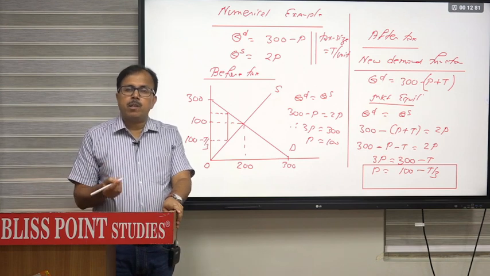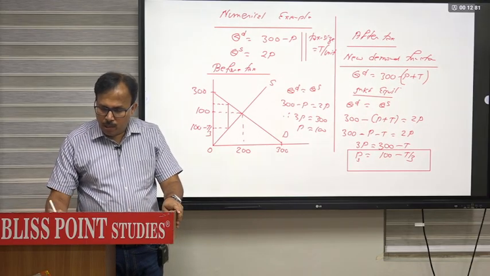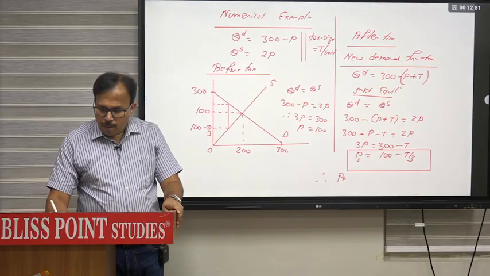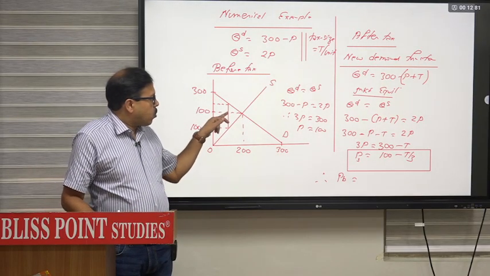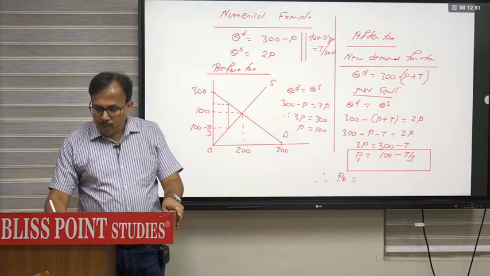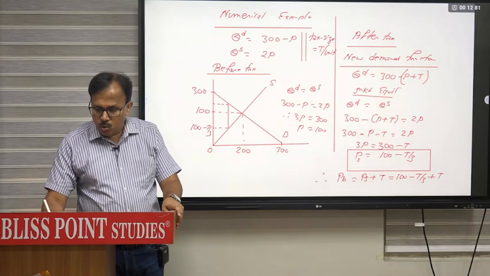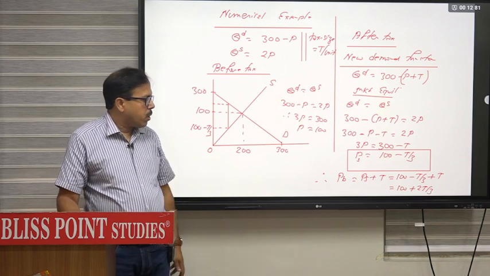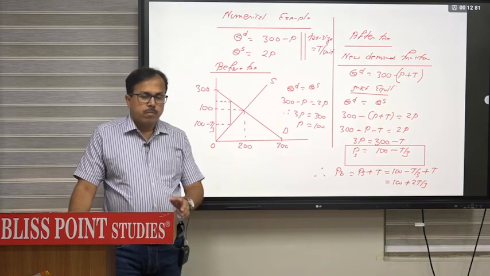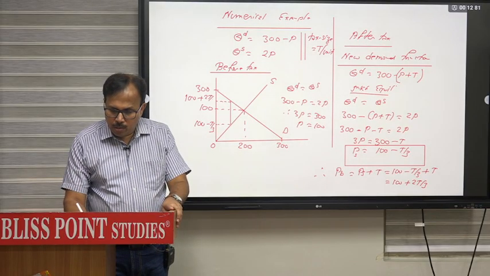So what will be the price for the buyer? If this is the price for the seller, then what is the price for the buyer? सेलर के प्राइस में टैक्स के साइज को क्या करना है, ऐड कर देना है. इन दोनों का जो गैप आएगा वो टैक्स साइज है. तो प्राइस फॉर सेलर प्लस T कर दीजिएगा, which means 100 minus T by 3 plus T. So this will become 100 plus 2T by 3. तो प्राइस फॉर बायर is 100 plus 2T by 3.